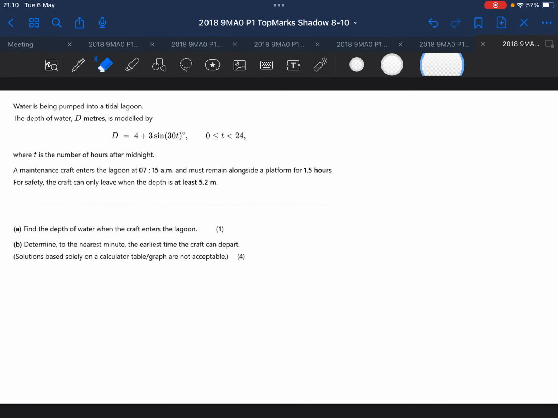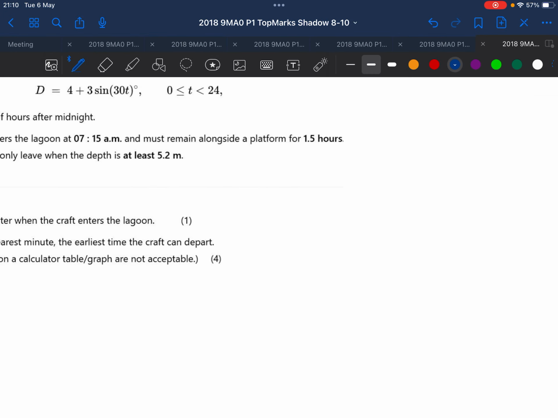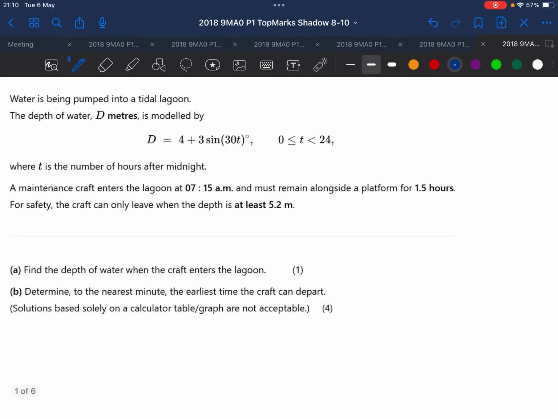Okay, this is question 8 from our shadow paper. It says, water is being pumped into a tidal lagoon. The depth of the water, d meters, keep an eye on that, is modelled by d equals 4 plus 3 lots of sine 30t for 0 to 24, where t is the number of hours after midnight. That seems like a detail that will be quite important.